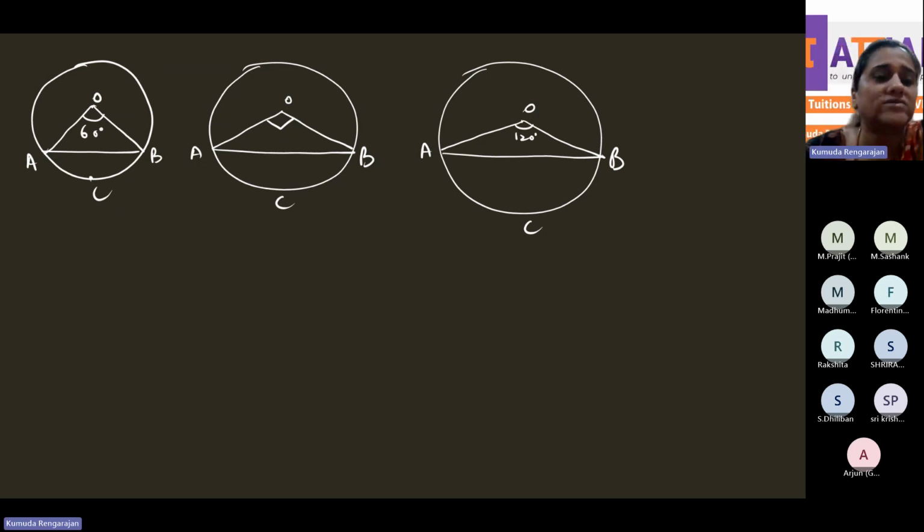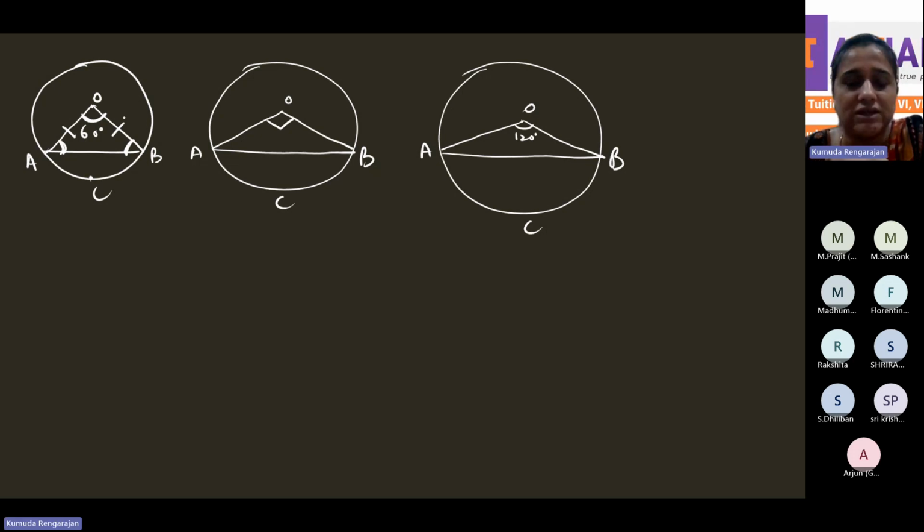Now, when the sector angle is 60 degrees, OAB is an equilateral triangle because OA is equal to OB, radius. So this angle is equal to this angle. This triangle OAB is always isosceles because OA is equal to OB, which means the base angles are always equal. When the angle at the center is 60 degrees, the remaining sum is 180 minus 60, 120. So these 2 angles share it equally, 120 by 2, 60, 60.